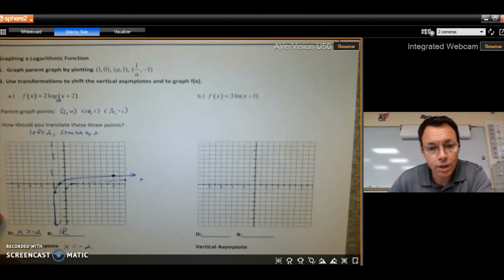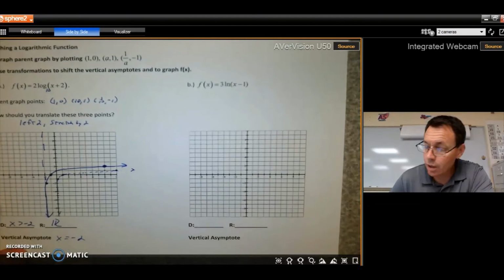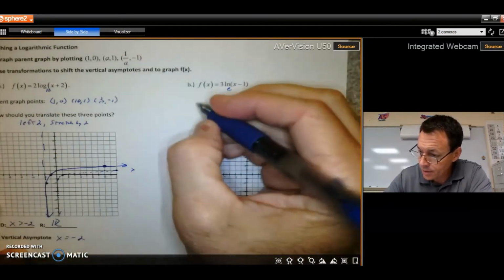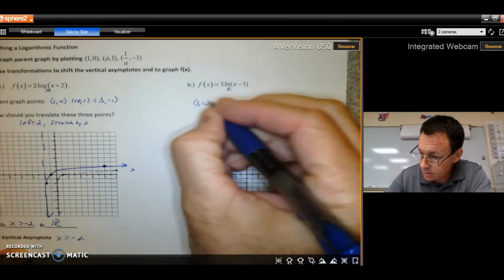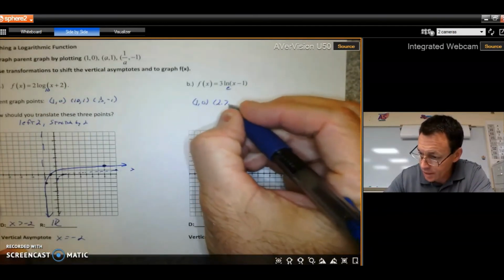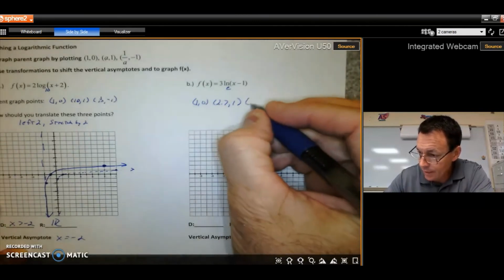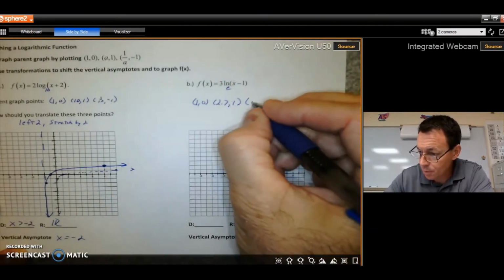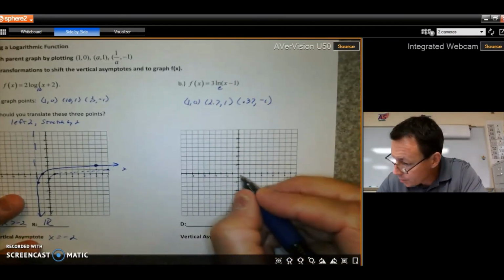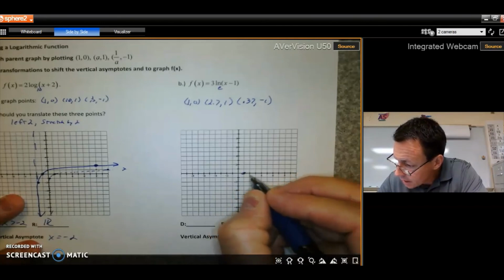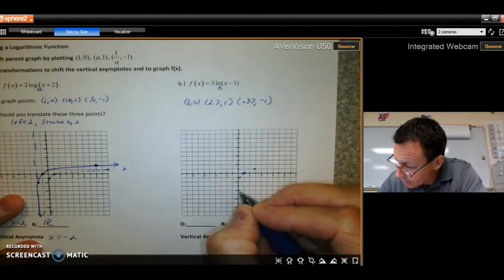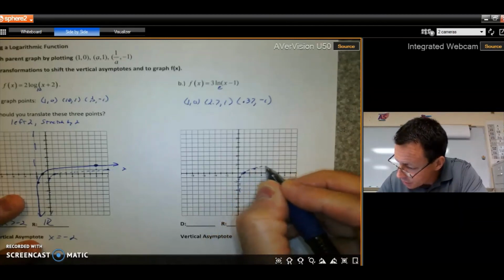Okay? Well, look at B. B, that's a natural logarithm. So this is a base E. So we want to start with our parent graph points. That's going to be the point 1, 0. It's going to be our base 1. Well, the base E is 2.7, comma 1. And then the reciprocal of our base, which is 0.37, negative 1. So that's what we're going to start with. We're going to graph those 3 points. 1, 0, 2.7 up 1, and then 0.37 down 1. We're going to get a graph that looks like this. This is our exponential. Okay?